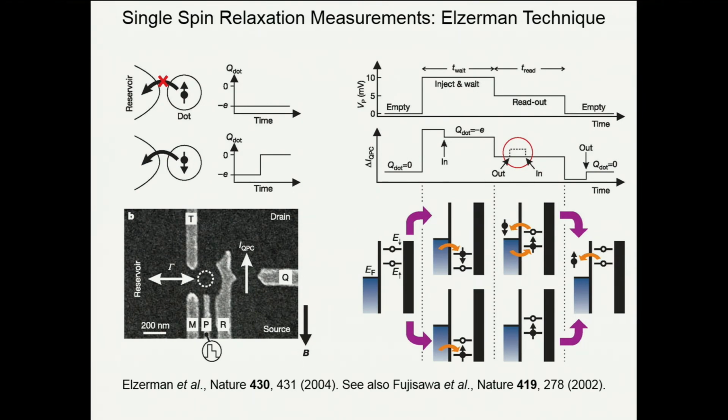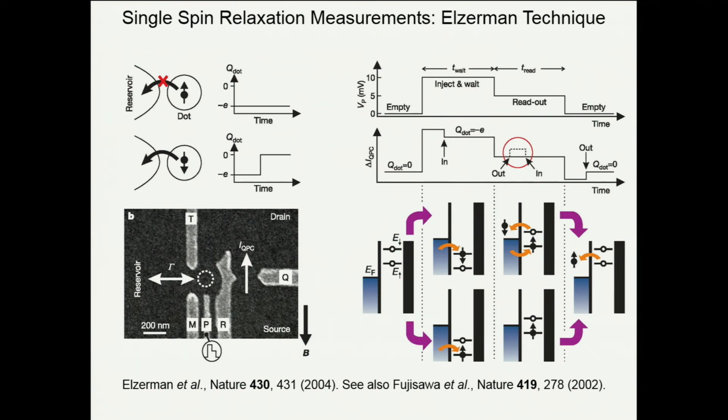This is a single spin relaxation measurement. It's pretty famous. It was first demonstrated by Elzerman of the Delft group. It's one of the first measurements of single spin T1 in a semiconductor quantum dot. You've seen this before. This is the quantum dot. This is the charge detector. They measure the current through the charge detector to probe the number of electrons on the dot.